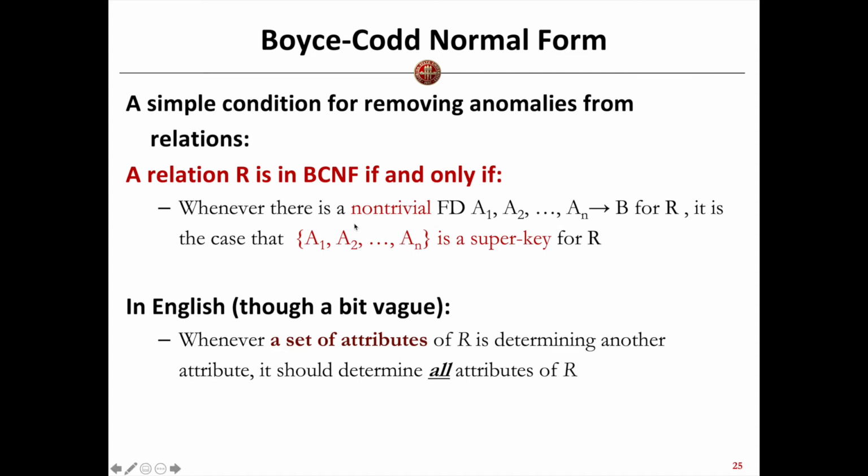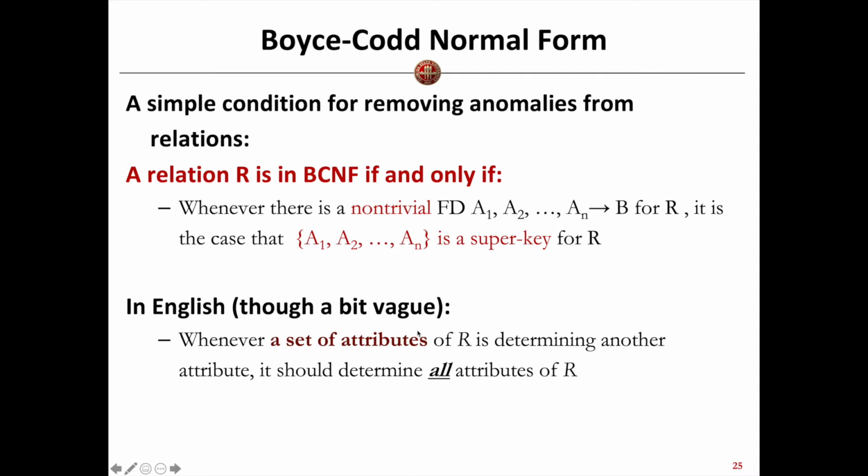Please allow me to repeat this definition again. Whenever there is a non-trivial FD A1 to AN implies B, this is the FD. A1 to AN is the head, B is the tail. For the relation R, it is the case that the head A1 to AN is a superkey for the relation. And this is the formal definition for the BC normal form.